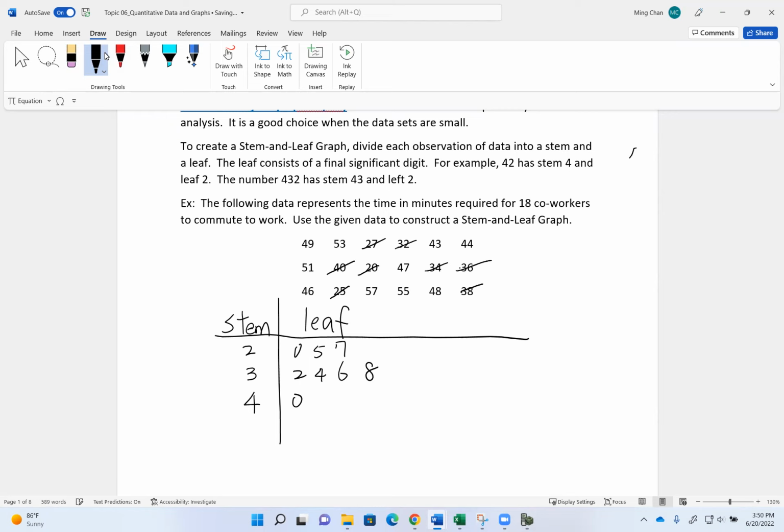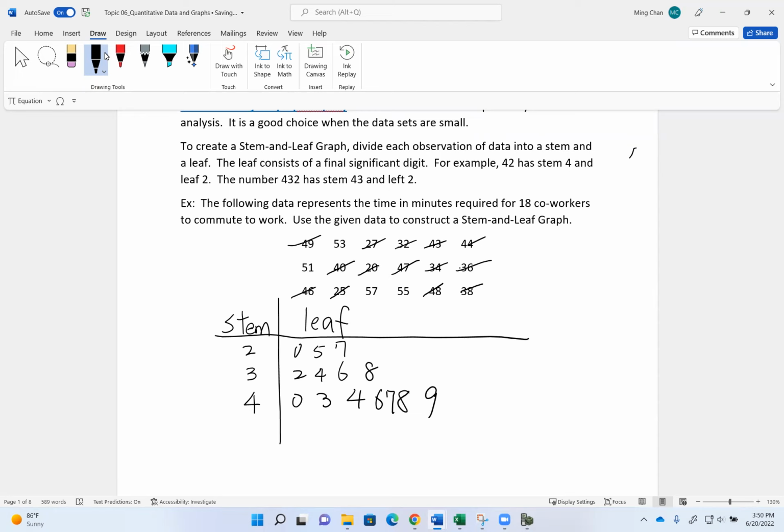I left out 43, 44, 46, 48, 49. So single digits, right? Final digits go on the leaf. All right. Oh, there's a 7 too. 7, 47, 0, 3, 4, 6, 7, 8, 9. So the reader knows this is 40, 43, 44.